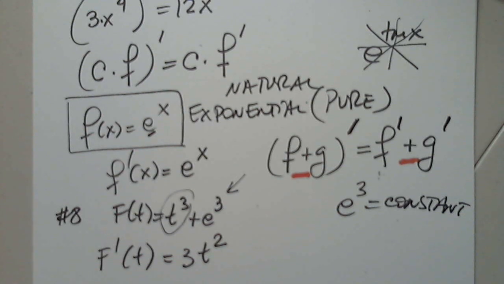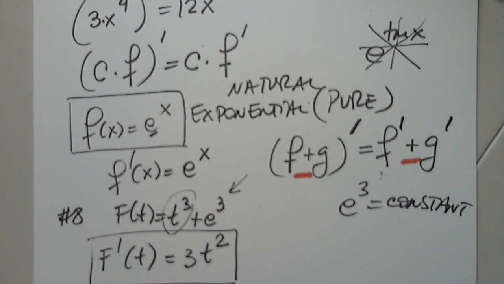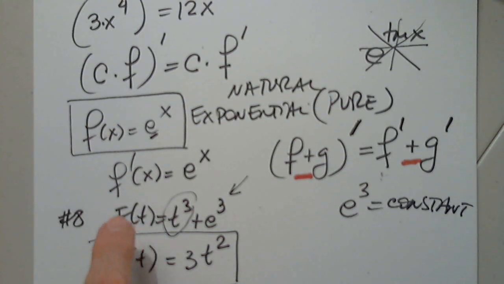How much is a constant prime? Constant prime. How much? 0. So this is it. This is the derivative of f of t. Again, what does this give? It gives the instantaneous rate of change of this function at any point where this function is differentiable.